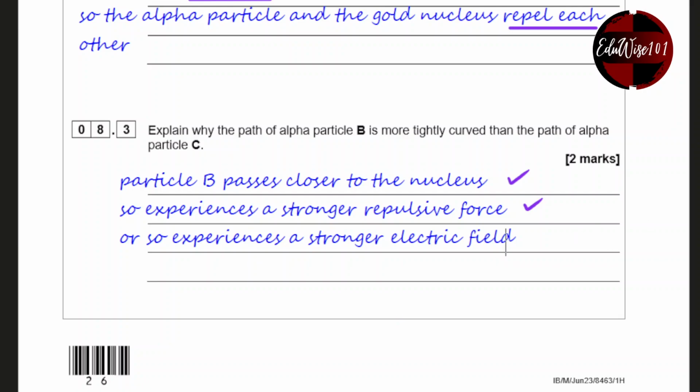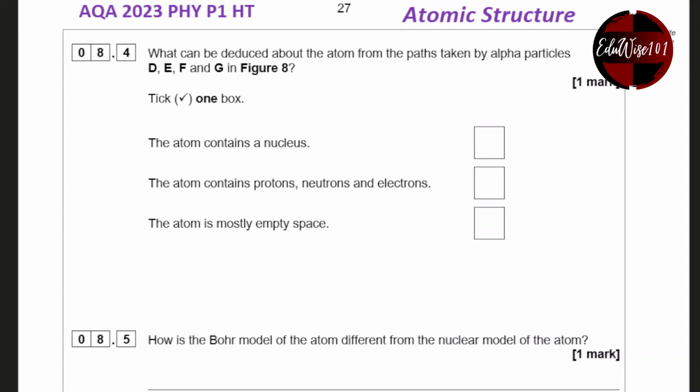Question 8.4. What can be deduced about the atom from the paths taken by alpha particles D, E, F, and G in the figure? The atom contains a nucleus, not necessarily. The atom contains protons, neutrons, and electrons? No. The atom is mostly empty space. Yes, that's what the main conclusion was. That's why most of the particles pass through the gold foil.